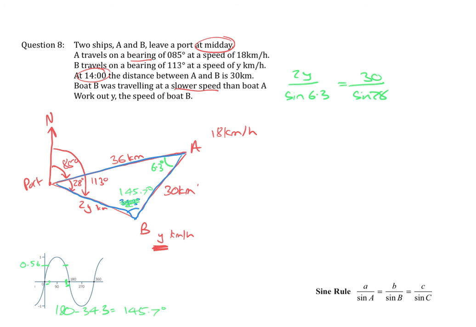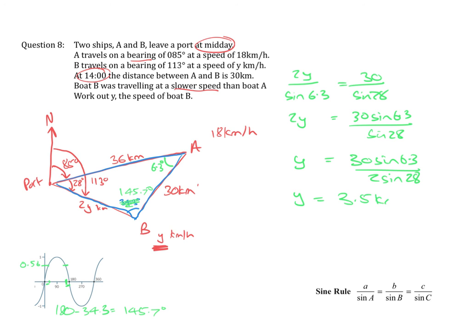One equation, one unknown, so I can just rearrange. So 2y equals 30 sine 6.3 over sine 28. y is then equal to 30 sine 6.3 over 2 sine 28. Put that into a calculator and I will get the answer of 3.5 kilometers per hour, which is clearly slower than the first boat. It's actually quite a lot slower than the first boat. Well, that kind of makes sense, because this angle, if you think about 145, it's going to be a big angle. So yeah, it's going to be predominantly a shorter distance traveled.